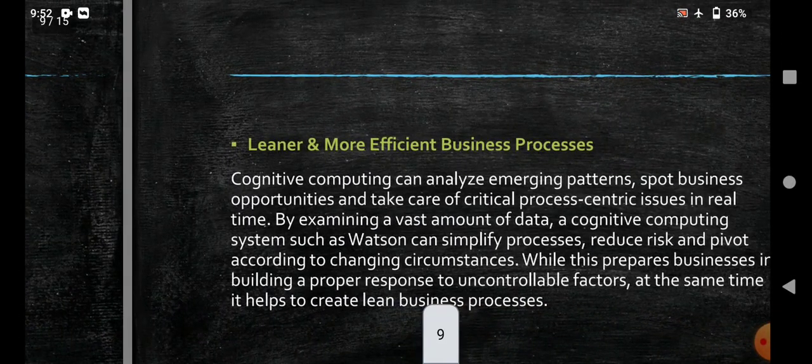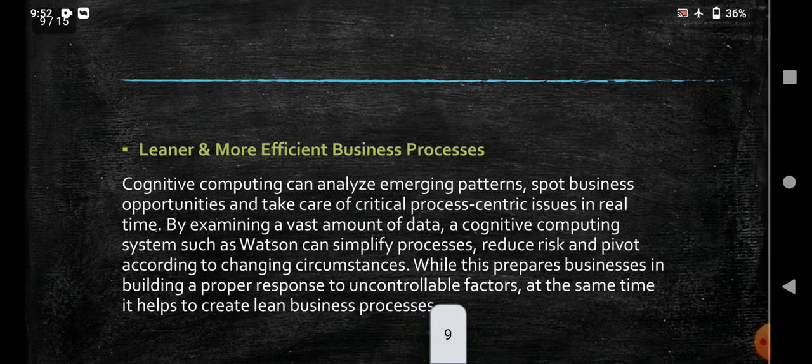The next advantage of cognitive computing is leaner and more efficient business processes. Cognitive computing can analyze emerging patterns, spot business opportunities, and take care of critical process entry issues in real time. By examining vast amounts of data, cognitive computing systems such as Watson can simply process, reduce risk, and pivot according to changed circumstances. While this prepares businesses in building a proper response to uncontrollable factors, at the same time it helps to create lean business processes.